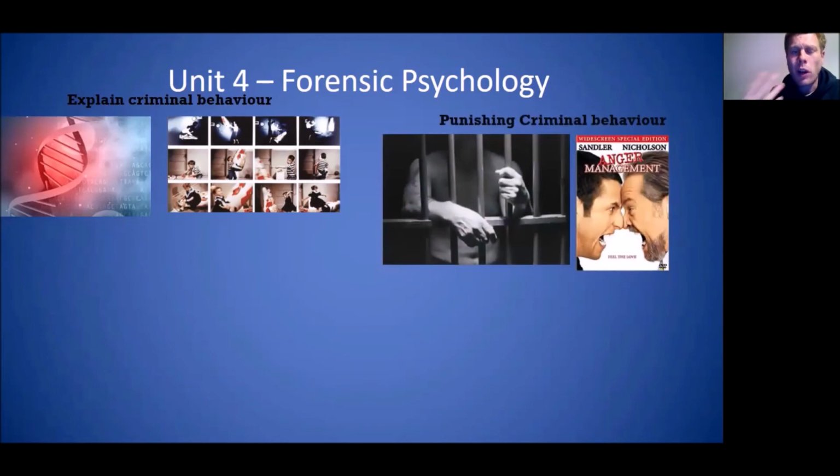After we've looked at why criminal behaviour happens, we're going to look at how it can be dealt with. There are a variety of punishments out there: incarceration, anger management, cognitive behavioural therapy. But which one's the most effective? Which one's the most ethical? These are questions that, as a psychologist, we need to answer.